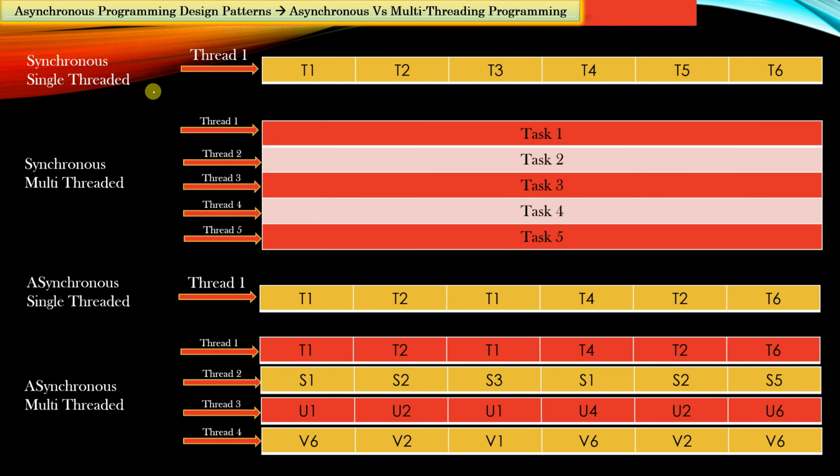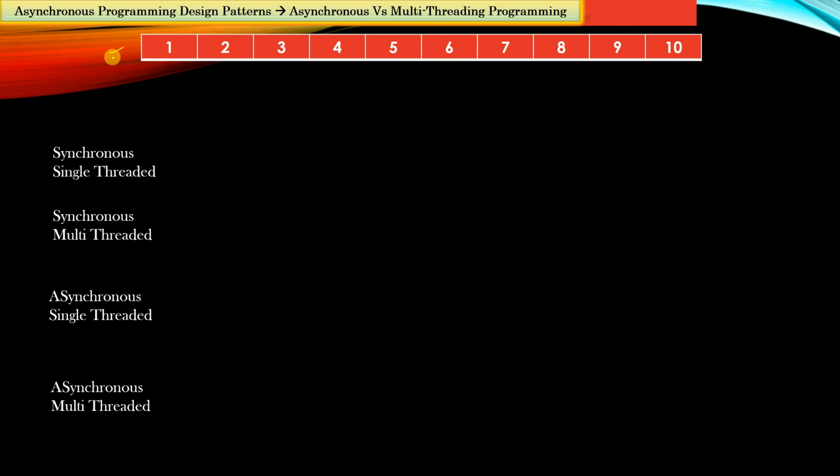So let me take an example and discuss how these four models of synchronous and asynchronous computation can be used to solve a particular problem in four different ways. Let us suppose that we have an array of integers of size 10, as simple as that. Now if I ask you to perform two tasks on this array. The first task is to compute the sum of all the numbers in this array, and the second task is to compute the multiplication of all the numbers in this array.